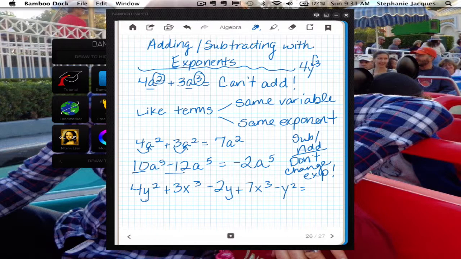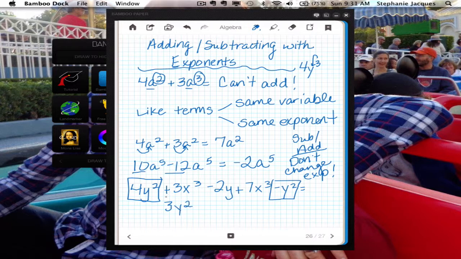Let's look at this one down here. So I want to identify which ones are like terms. I have a 4y to the second. I'm going to look and see if there's any more y to the seconds. Oh, there's one right here. So I have 4y to the second, and I have a minus y to the second. And really there's a 1 in front of there. So it's really 4 minus 1. So I'm going to get a 3y to the second.